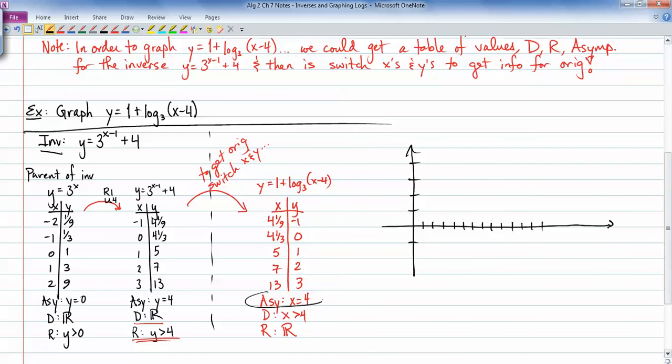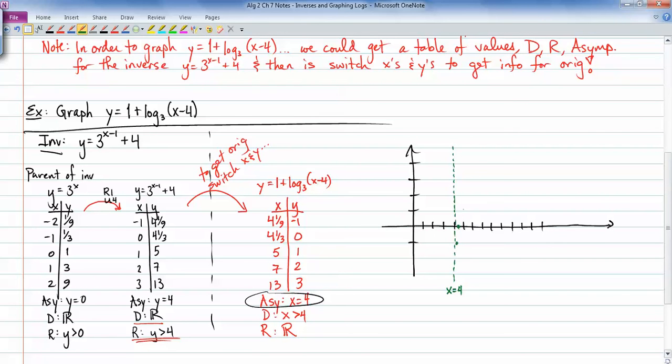And then let's graph the asymptote first. So x equals 4, that's a vertical line. So it looks like this. X equals 4. And then we can plot our points. So x is a little more than 4 and y is -1. A little more than 4, y is -1. When x is a little bit more than that, but still just barely bigger than 4, y is 0.